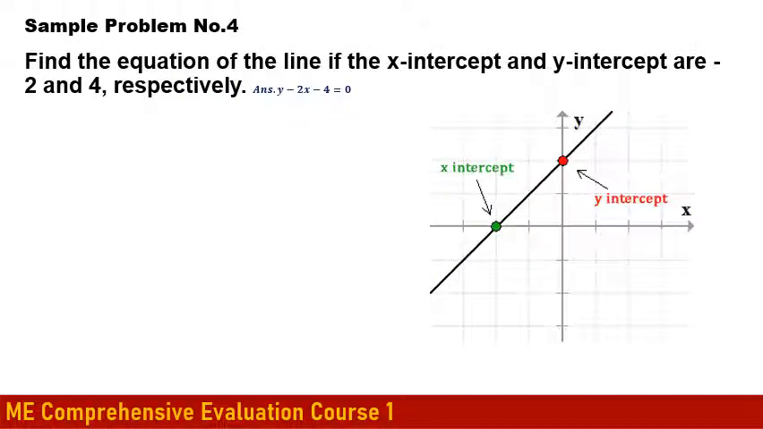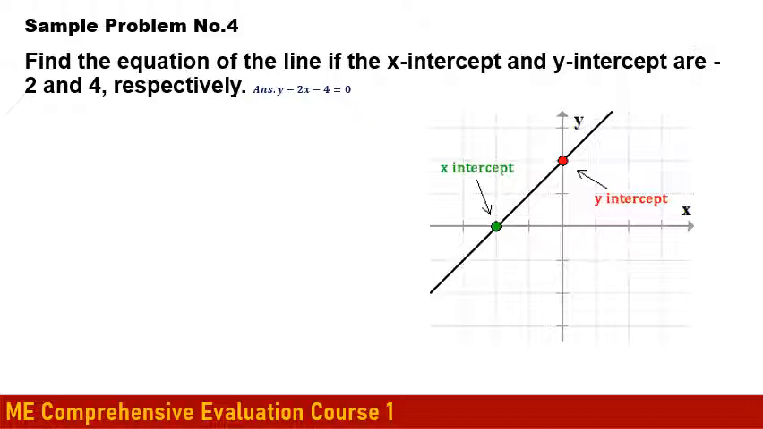Sample problem number 4. Find the equation of the line if the x-intercept and the y-intercept are -2 and 4 respectively. So to illustrate what x-intercept and y-intercept are, you can see here where they are located. So for the x-intercept, it is the point that passes through the x-axis. The y-intercept is the point on the line that passes through the y-axis.